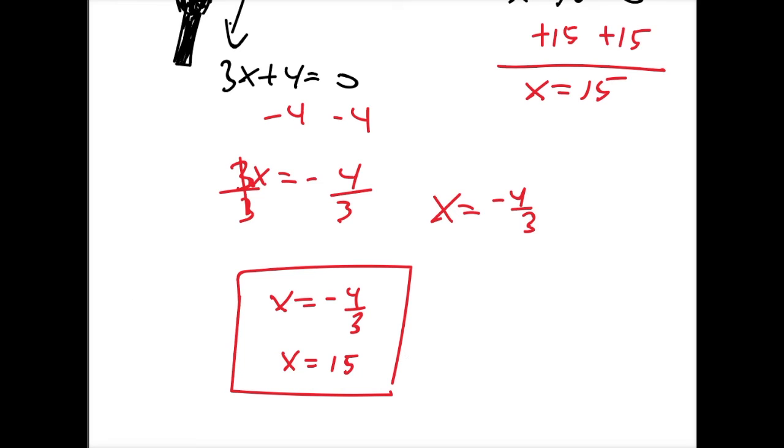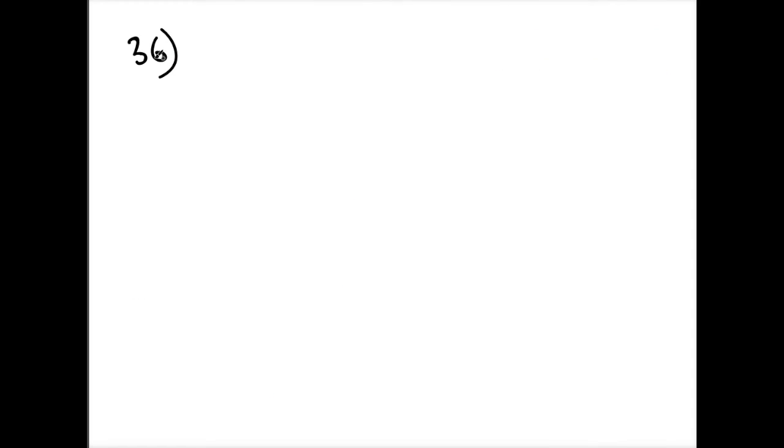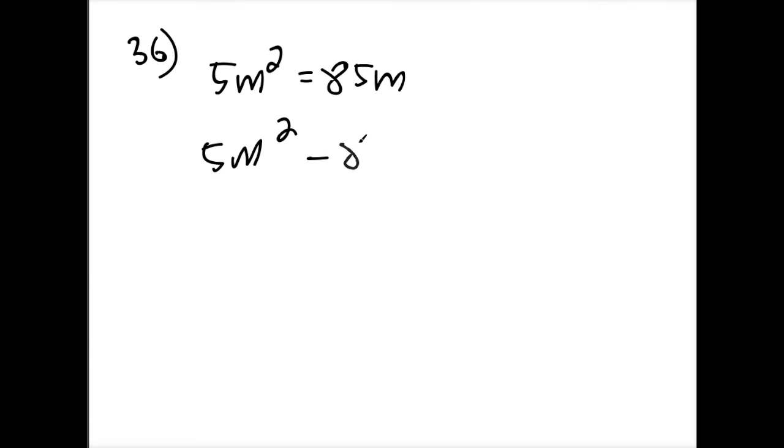Next, 36. All right, 36 we have 5m squared equals 85m. That's right, I can read problems out loud. So we have 5m squared. And move the 85 over. Minus 85, minus 85. You end up with 80 minus 80. Wait, whoa, whoa. We're not skippers in this household. We don't skip steps. We gotta go minus 85m, minus 85m.